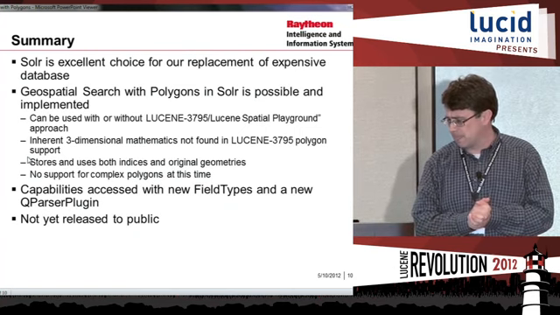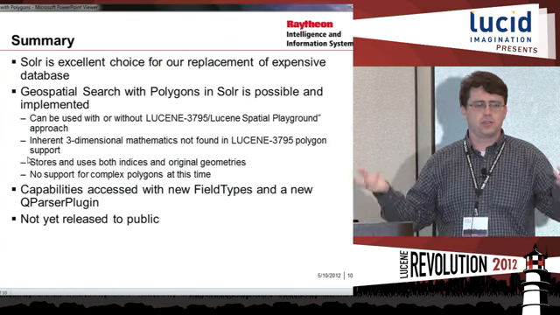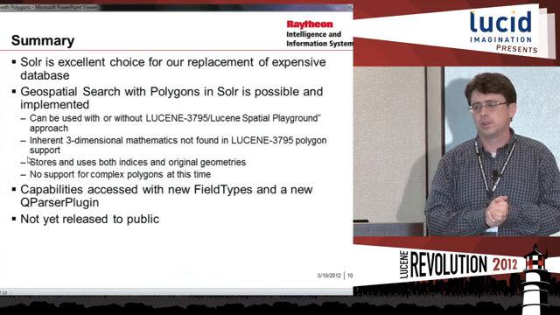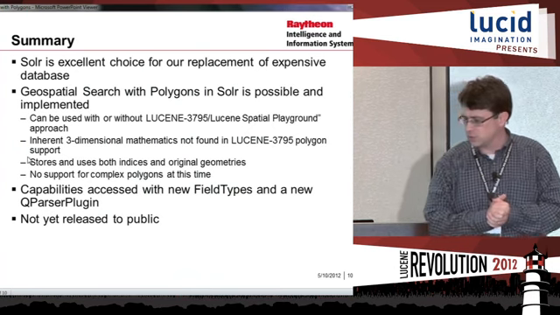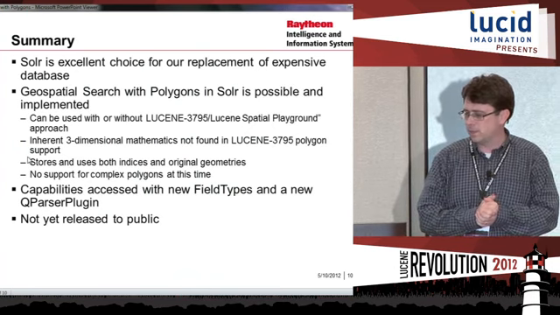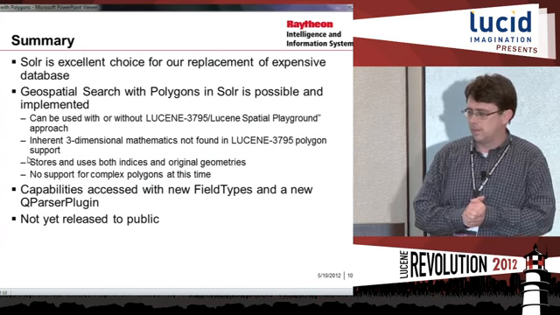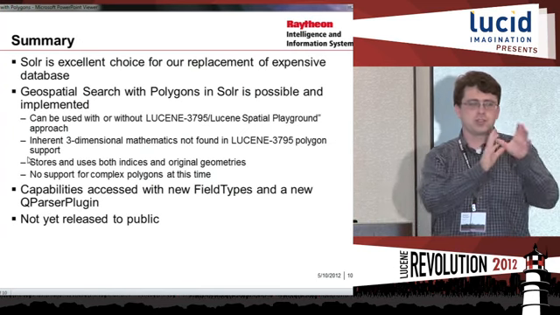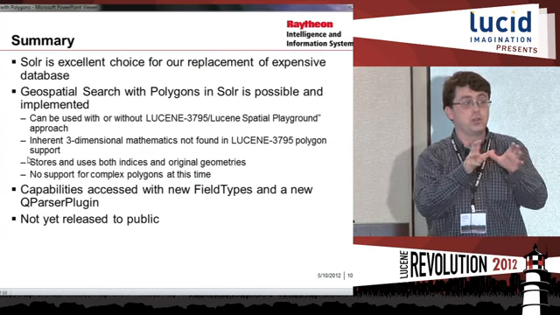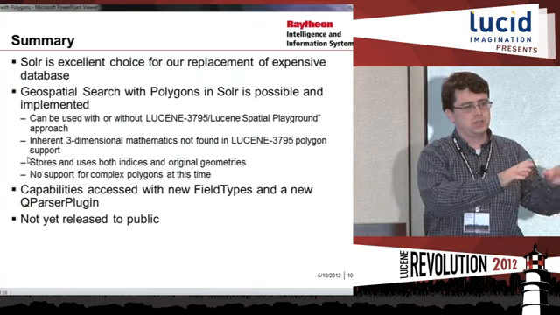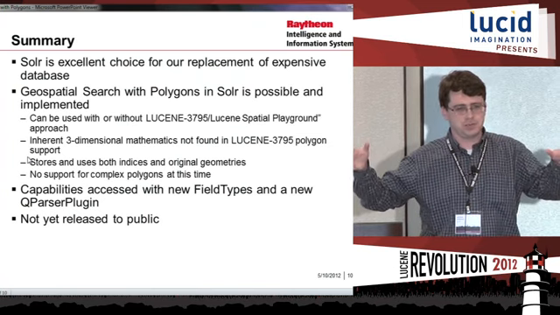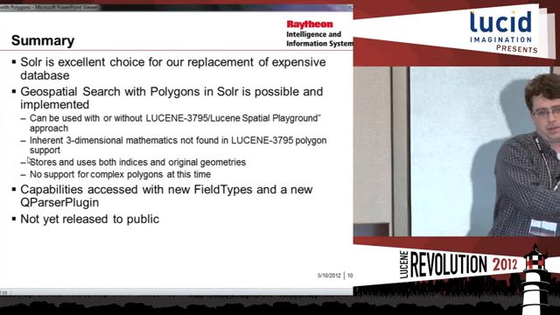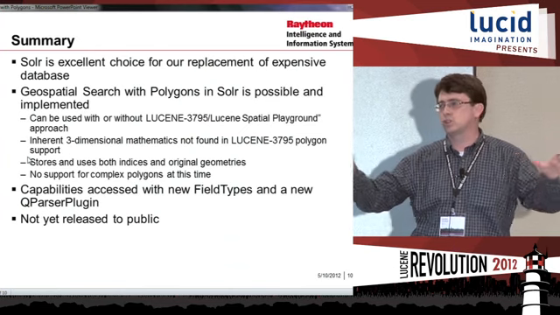So we found that Solr is an excellent choice for replacing the expensive proprietary database. And we could get the geospatial search implemented. It works pretty well. Very happy with it. It can be used with or without the Lucene Spatial Playground. There are some things that the Lucene Spatial Playground code will give you that this does not give you, such as if you want to sort by distance from a point. This doesn't do that. The Lucene Spatial Playground will do that. So there may be cases where you would actually want to do both.